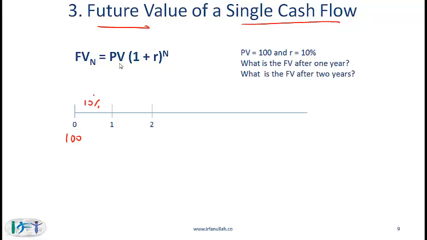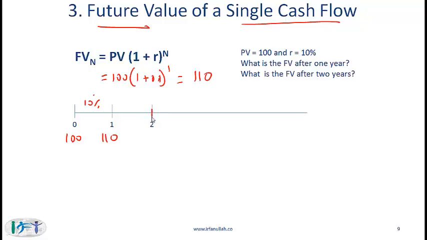If you plug into this formula, what you see is the following. The present value is 100, r is 10%, and in this formula we will use the decimal. So 1 plus 0.1 to the power of 1. This is equal to 110. So after 1 year, 100 will compound to 110.